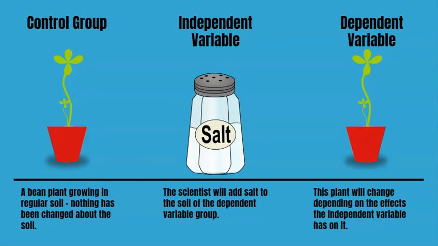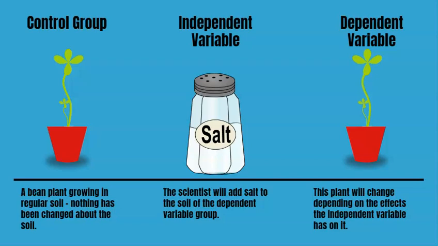Let's take a look, if we were to do this bean experiment, at what our control, independent, and dependent variables would be. Our control variable, or we could call it our control group, would be a bean plant. We're going to use the same bean seeds in our control group and our dependent variable. And it would be growing in regular soil. Nothing's been added or changed about the soil.